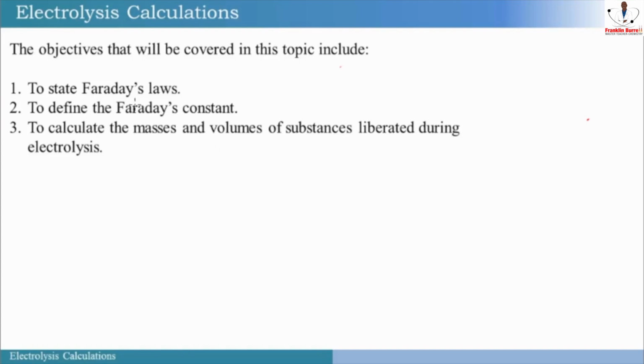Let us look at the objectives that will be covered in this topic. The objectives are: 1, we're going to state Faraday's laws, and of course the calculations are based on Faraday's laws. We're going to define the Faraday's constant, and then we're going to carry out our calculations involving masses and volumes of substances liberated during electrolysis. Let us begin.